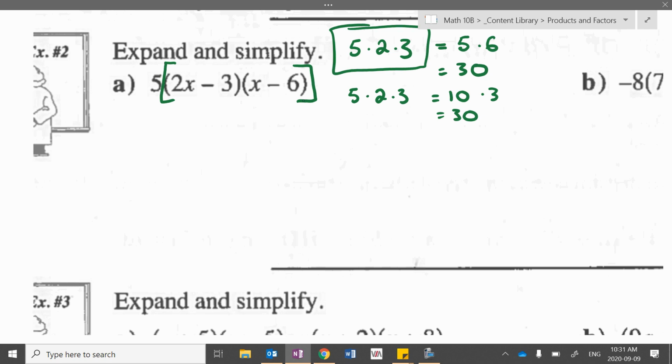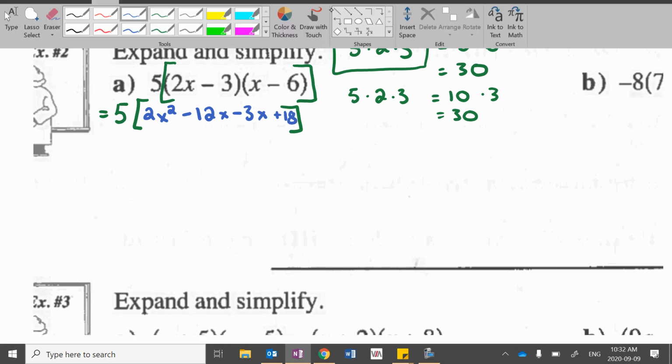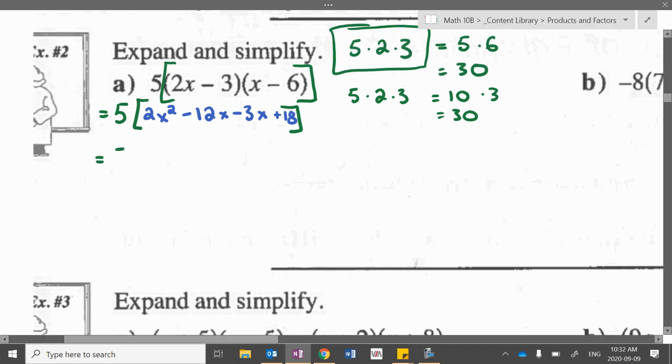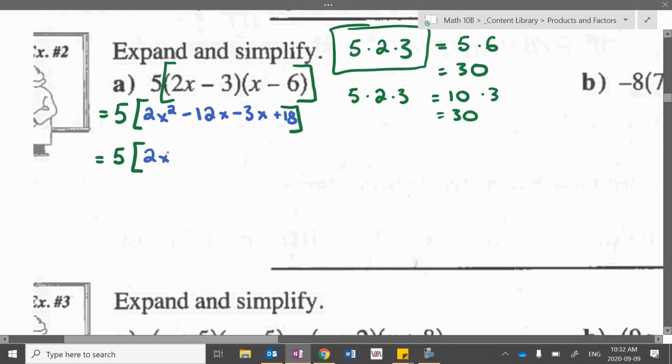So let's do it. Let's pretend there were those extra brackets there. Okay, so I'm going to rewrite that 5. And then I'm going to put my brackets out, and we're going to do FOIL inside those brackets. So I get 2x times x gives me my 2x squared. 2 times minus 6 gives me negative 12x. 3 times x gives me minus 3x, and I get plus 18. I'm going to clean that up first because I think it's easier if it's all cleaned up. So I get 2x squared minus 15x plus 18.